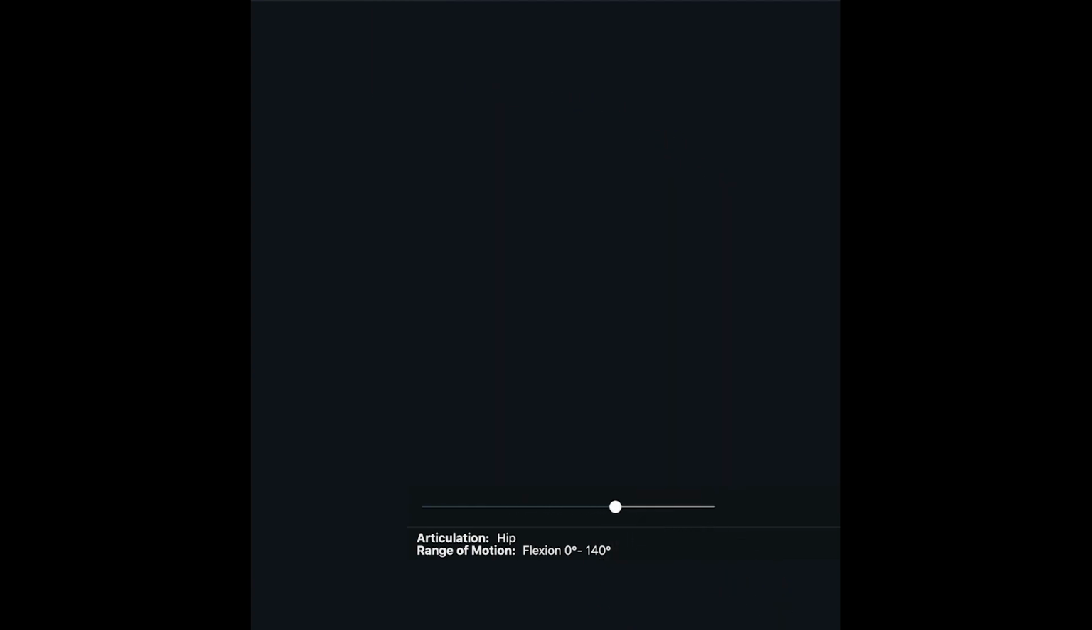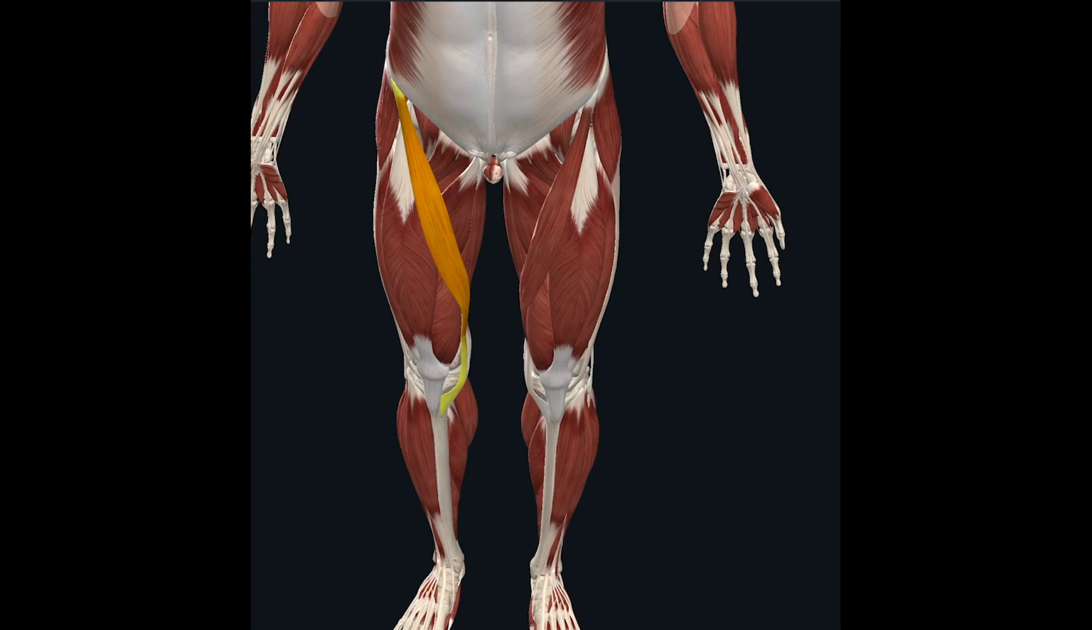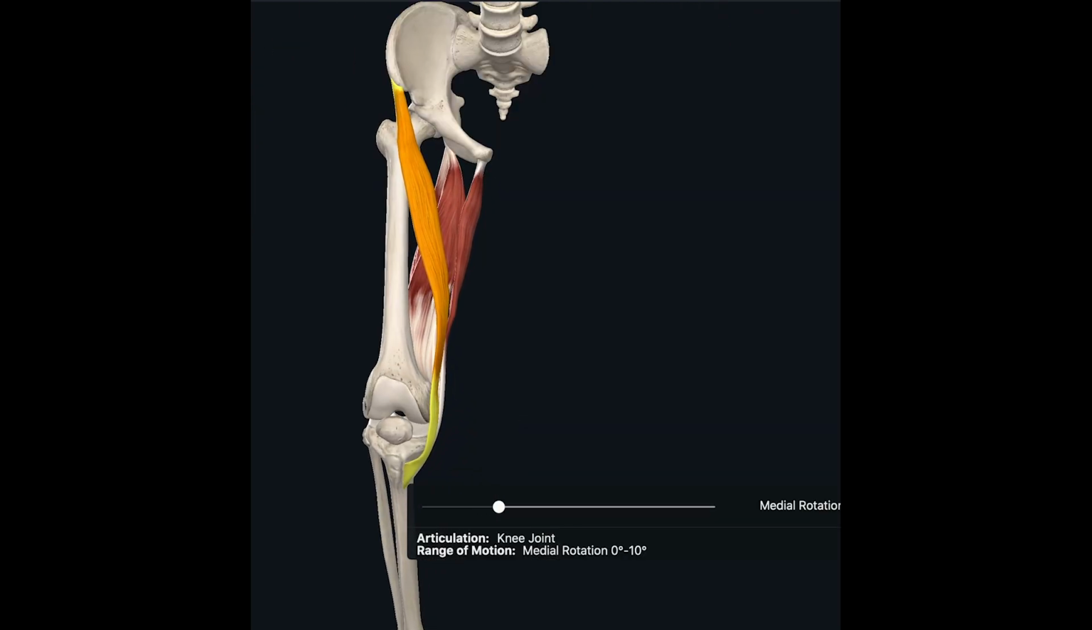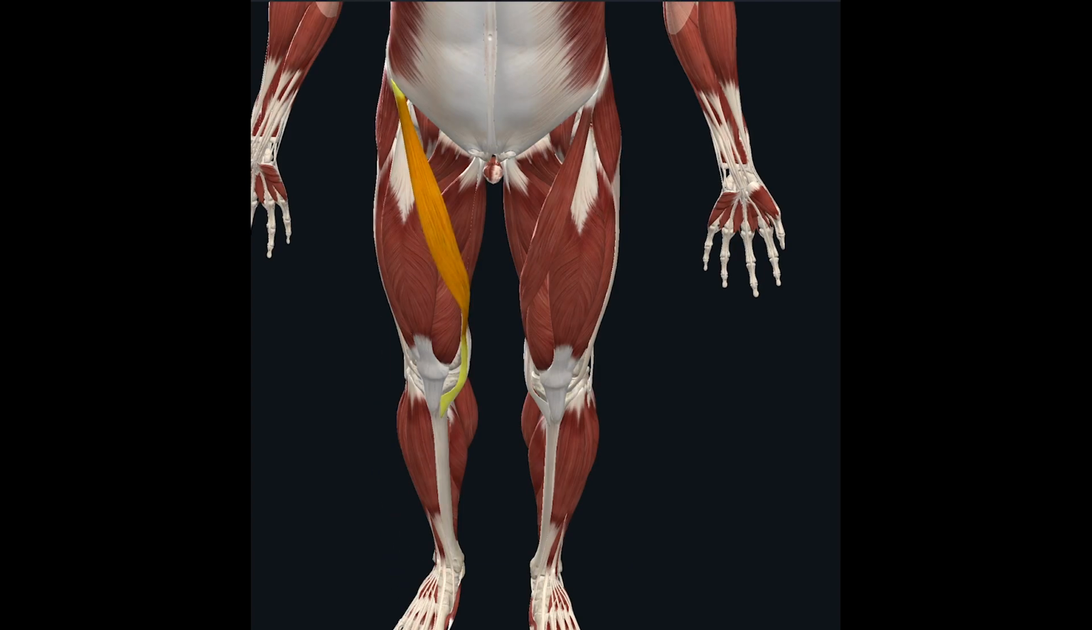The sartorius can also medially rotate the leg at the knee joint. So this is what medial rotation looks like. And this muscle basically helps you sit cross-legged. So if you think of all the actions that it takes to sit cross-legged on the floor, that is the sartorius in action.